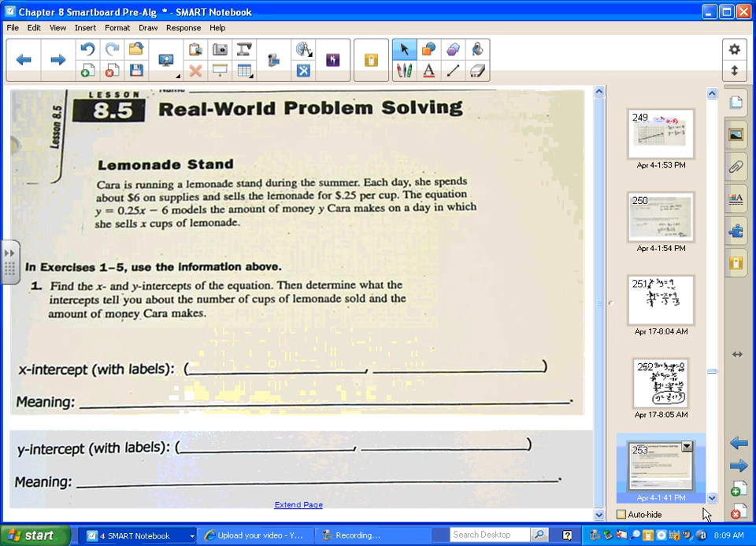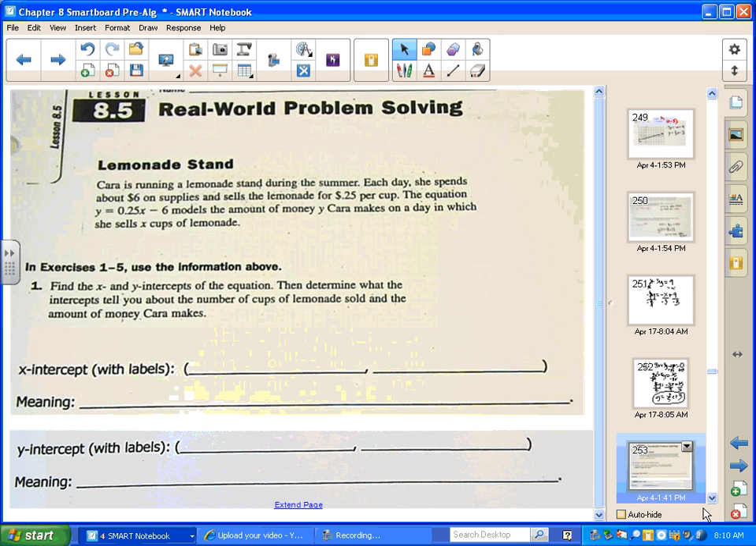Okay, what about the y-intercept, Briar? What's the y-intercept? Awesome. 0 cups of lemonade, comma, -$6. So y-intercept with labels. 0 cups of lemonade, comma, -$6. Adam, what does that mean? Good. The meaning to that one is exactly what Adam said. If she sells 0 cups of lemonade, she's going to lose $6. You could also say she'll lose $6 if she doesn't sell any lemonade. So again, put it into context. What is it actually meaning?